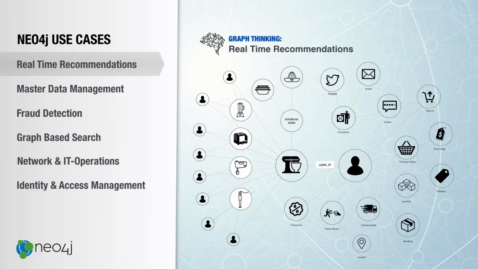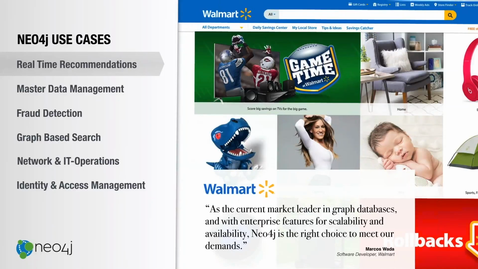Similarly, looking at past purchase history, inventory levels, returns, reviews, all sorts of different types of activity to be better informed about what recommendations you provide to customers. And we have some of the top retailers using Neo4j for recommendations for web applications in particular.